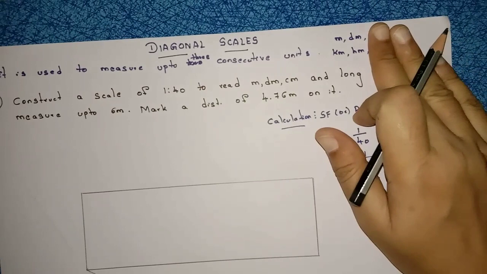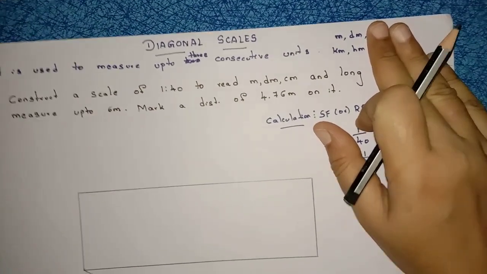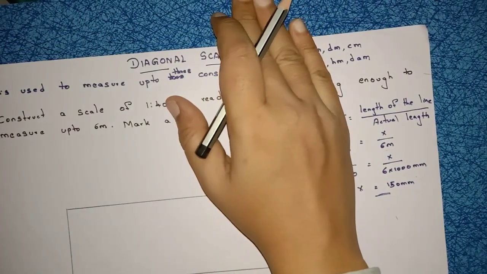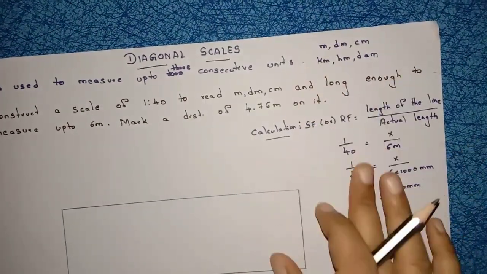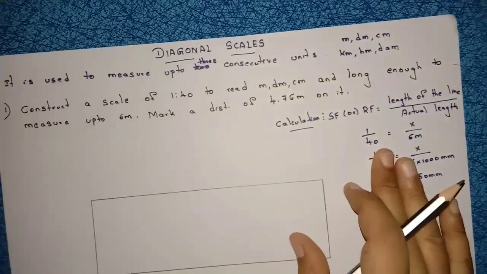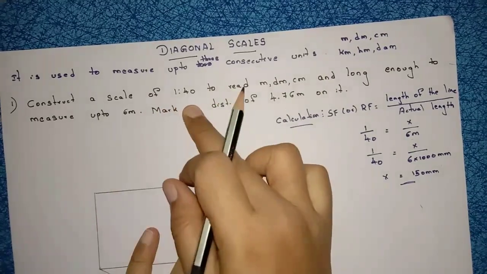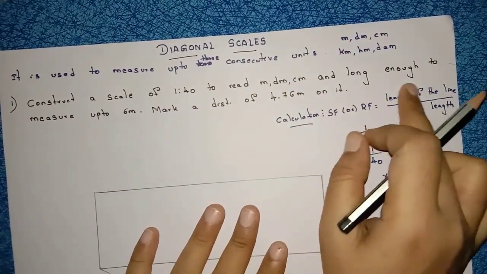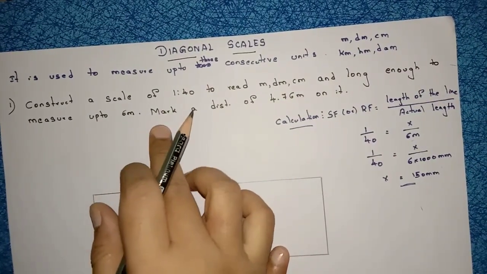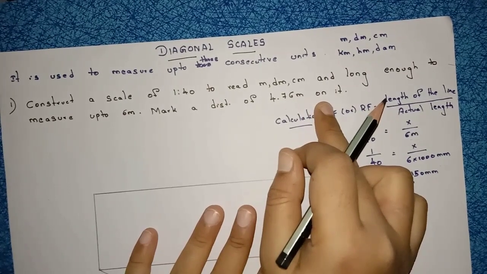In plane scales, we have written meter, decimeter, or kilometer, hectometer, or decimeter, centimeter, or hectometer, decameter, any 2 units. 3 units is diagonal scales, right? So let us start the problems. Construct a scale of 1:40 to read meter, decimeter, centimeter and long enough to measure up to 6 meters. Mark a distance of 4.76 meters on it.